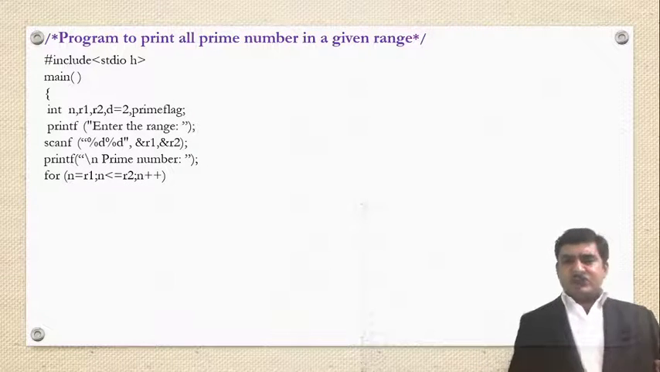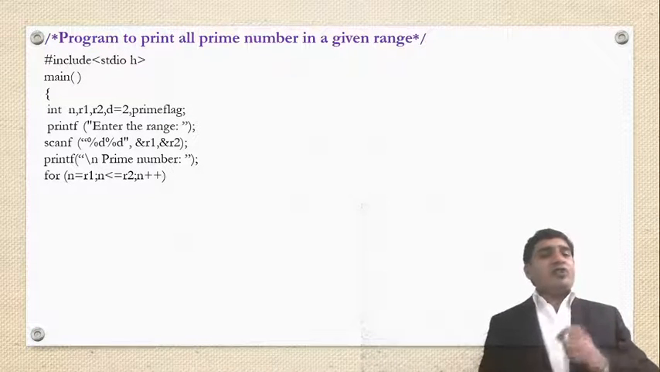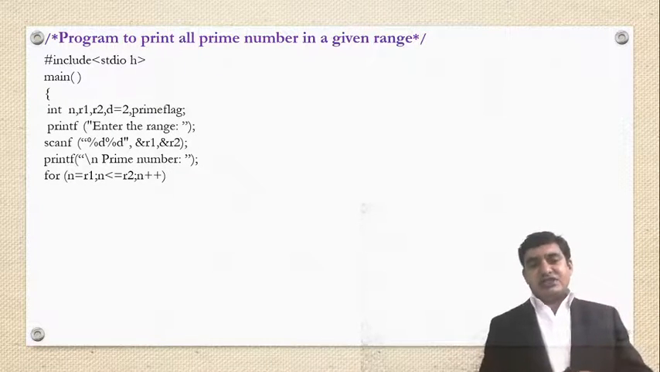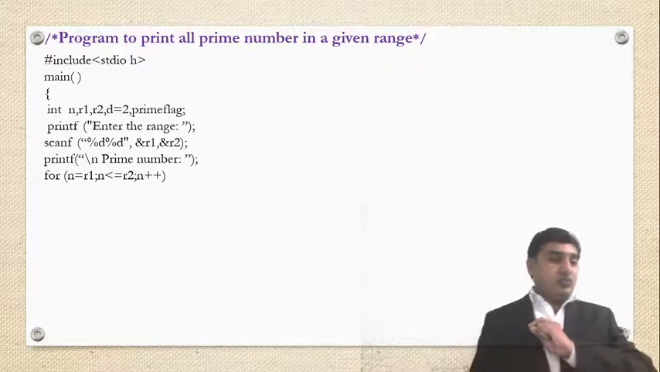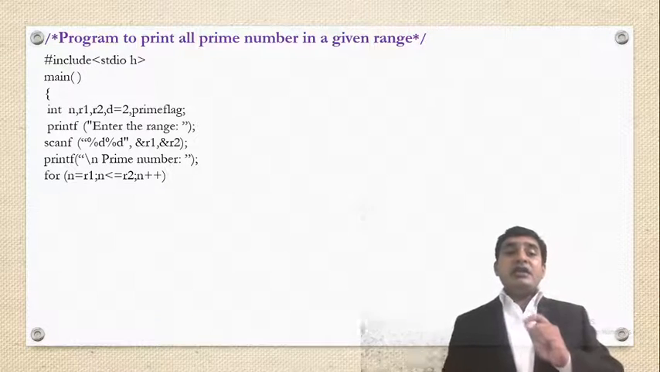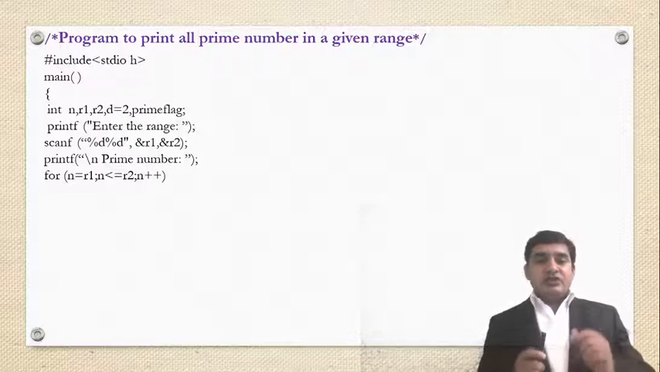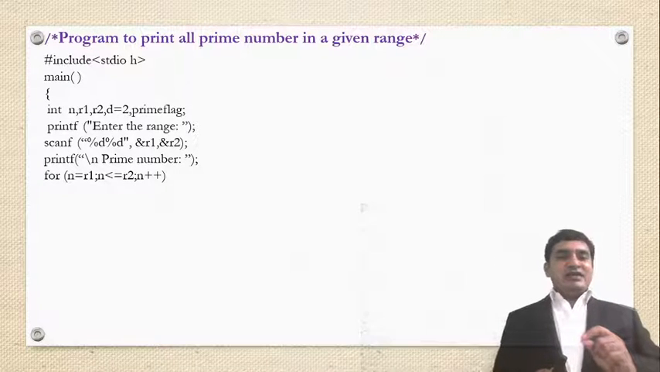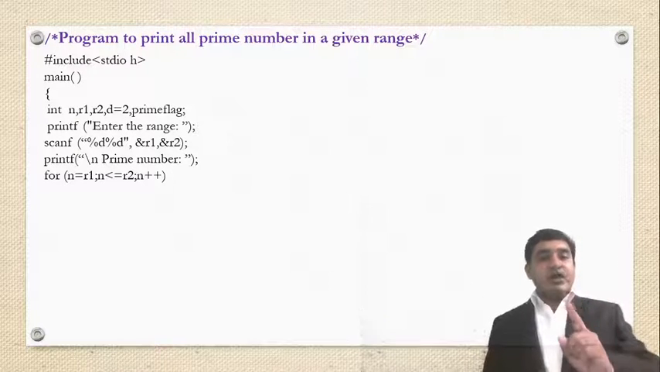Now we use a for loop. For that, consider the first term of the for loop, n is equal to r1, that is the first term. This is the initialization. Then n is less than or equal to r2. n plus plus means n is incremented. The initial value of n is r1. Now n is incremented up to n less than or equal to r2.